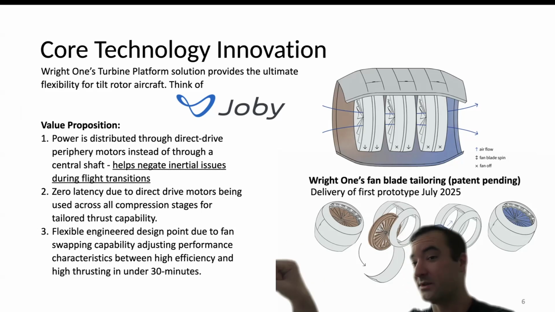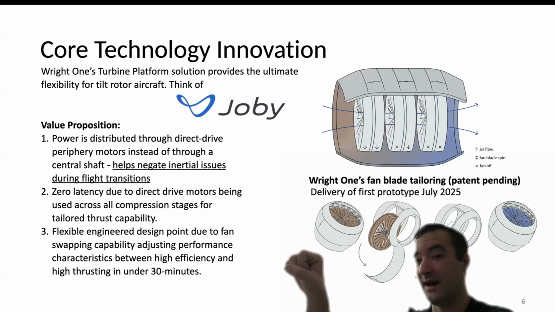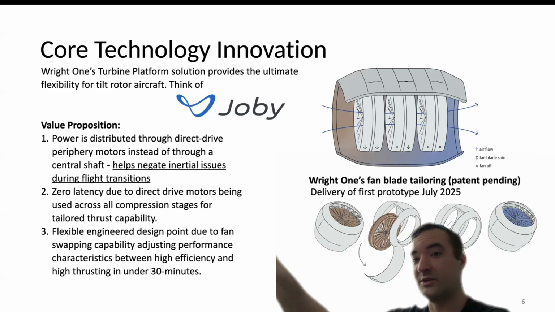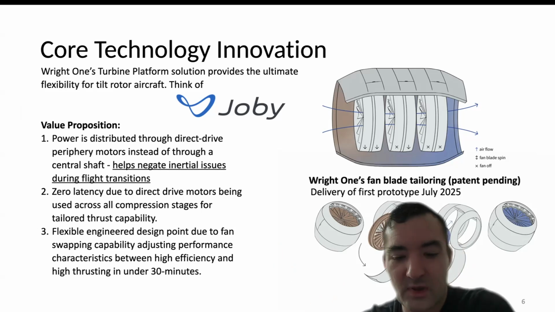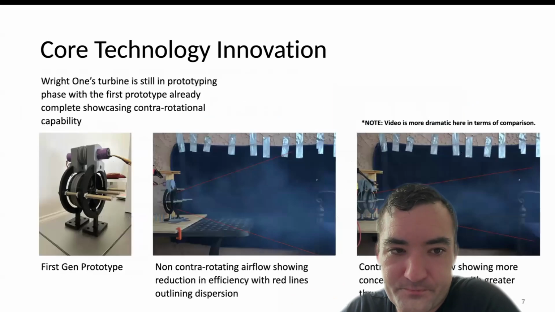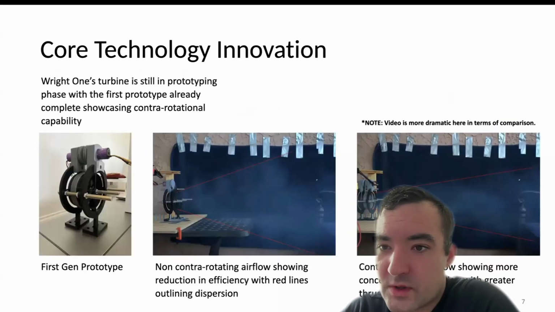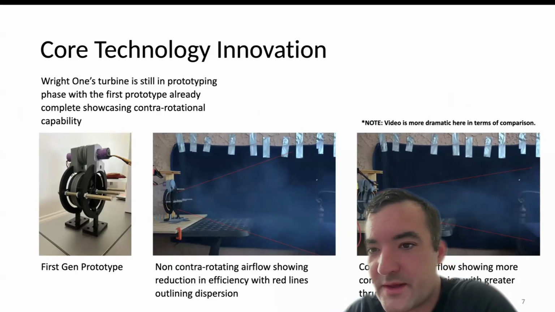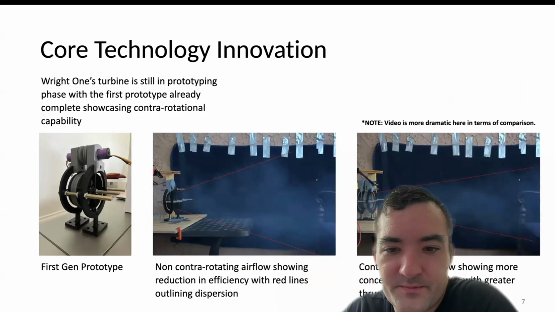It's like having multiple bicycle wheels in line with each other on the same hand, but they're rotating in different directions to actually keep the inertial load neutral. That's the power of the Wright turbine. So of course we have our videos here. There's the non-counter rotating airflow, and then there's the contra rotating airflow, which I've shown before.